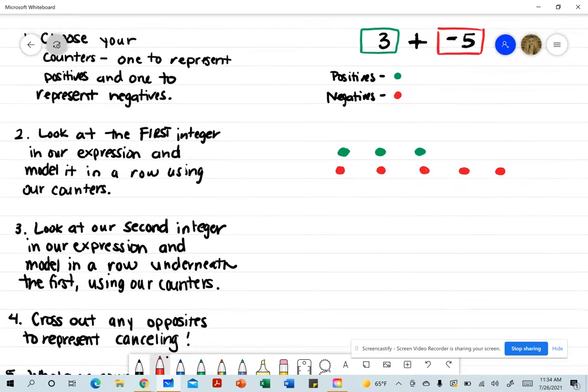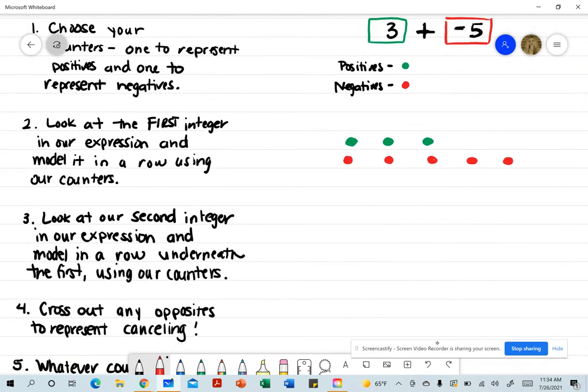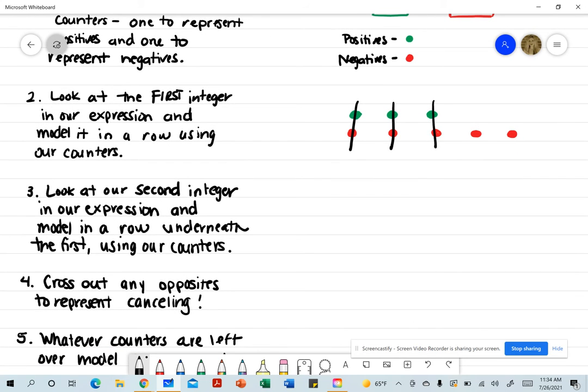Now, what's our fourth step? We cross out any opposites. So in this case, a positive and negative cancel out, or a red and a green. Well, I see a red and a green here. It's gone. A red and a green here. It's gone because they cancel at 0. A red and a green here. That's gone. So then what does that mean is left over? Well, what I have left over is 2 reds.